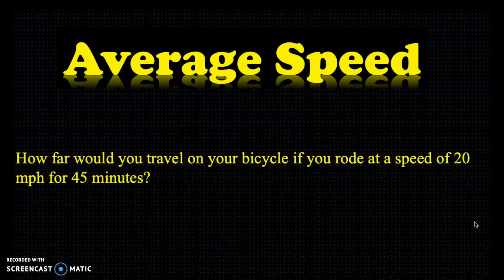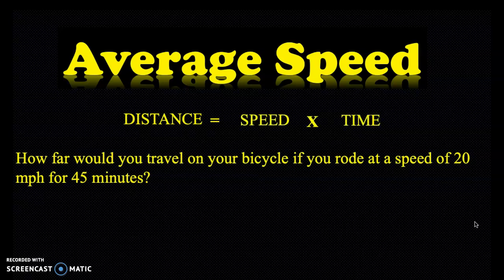Another type of problem is what you see here. How far would you travel on your bicycle if you rode at a speed of 20 miles per hour, an average speed, for 45 minutes? In this case, I am finding distance. So how do I find distance? In this case, using algebra, I can figure out that distance is equal to speed times time. Again, distance is speed times time.